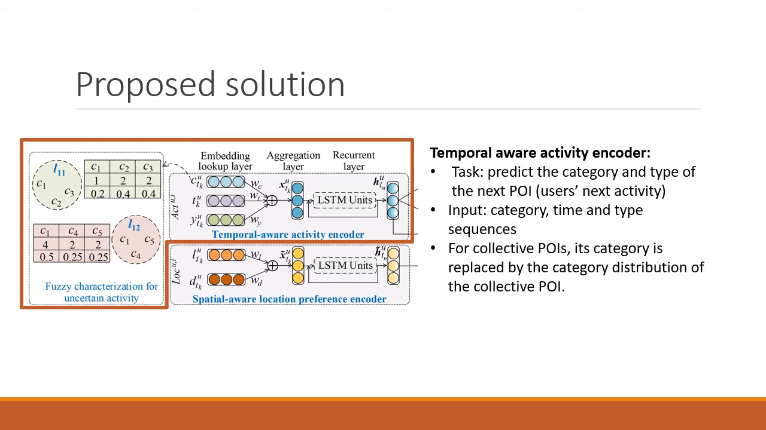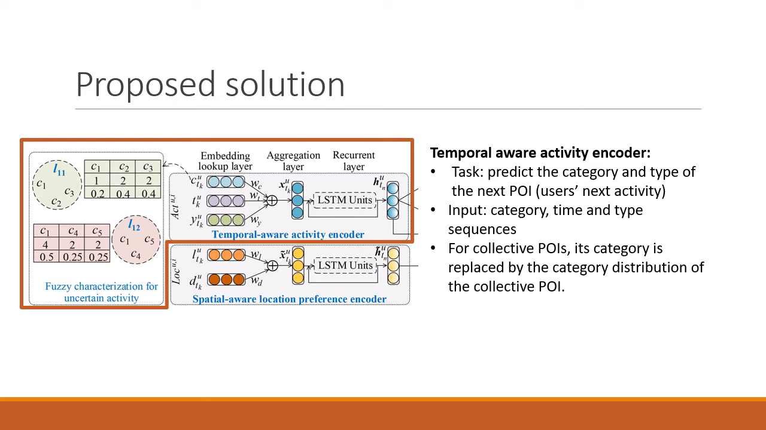Its inputs are the category, time, and type sequences. The 3 inputs are assigned different weights and added into one vector as the input of the LSTM. We then use the output of the LSTM to calculate the scores for each category and each type, and predict the category and the type of the next POI in the later module.